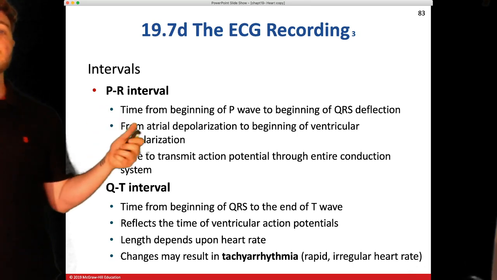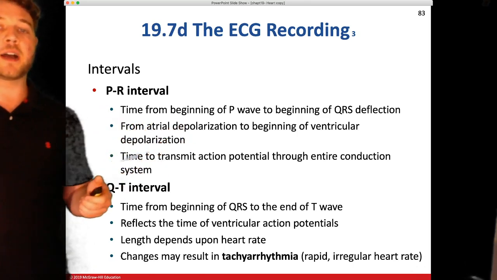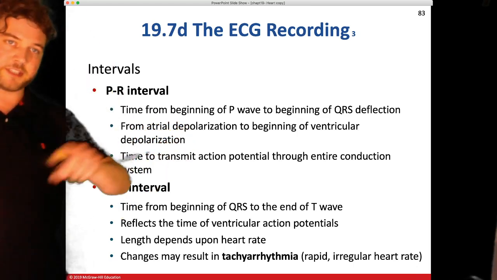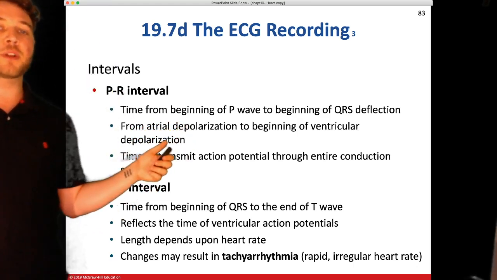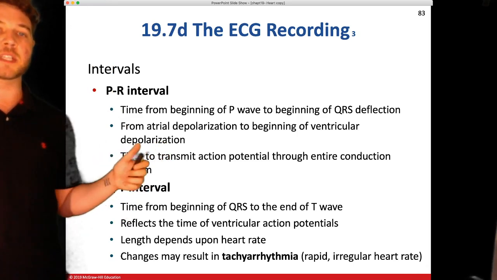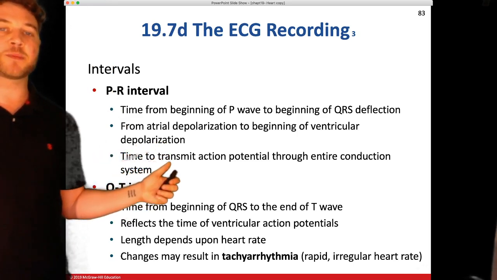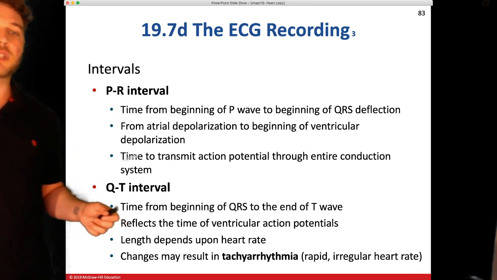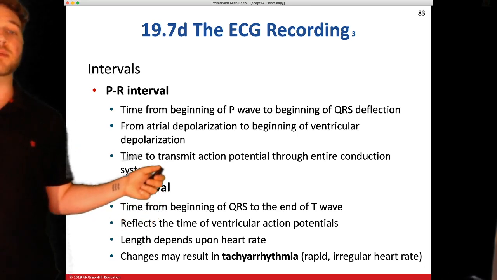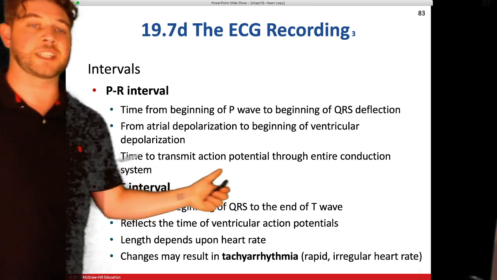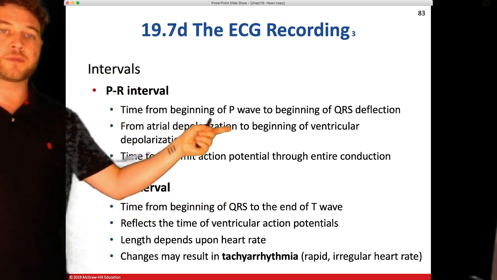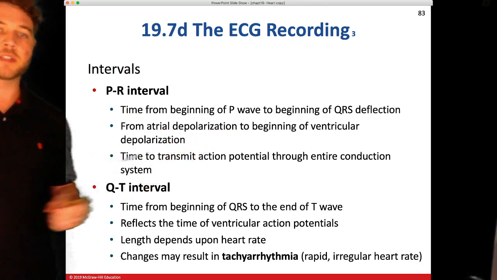The PR interval is the time from the beginning of the P wave to the beginning of the QRS deflection, from atrial depolarization to ventricular depolarization, and it's the time to transmit the action potential through the entire conduction system. That means AV node to Purkinje fibers, atrial depolarization to ventricular depolarization.